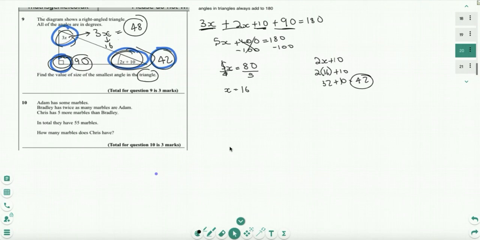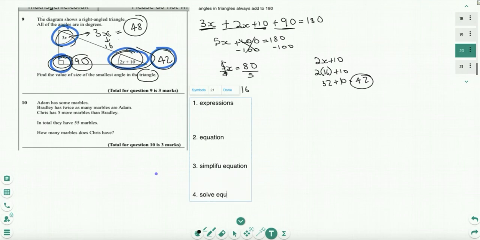Alright guys, there's a 4-step framework to doing these problems, okay? Really, really easy. Step 1, make expressions. Step 2, make equation. Step 3, simplify the equation. Step 4, solve the equation. Alright, let's have a look.